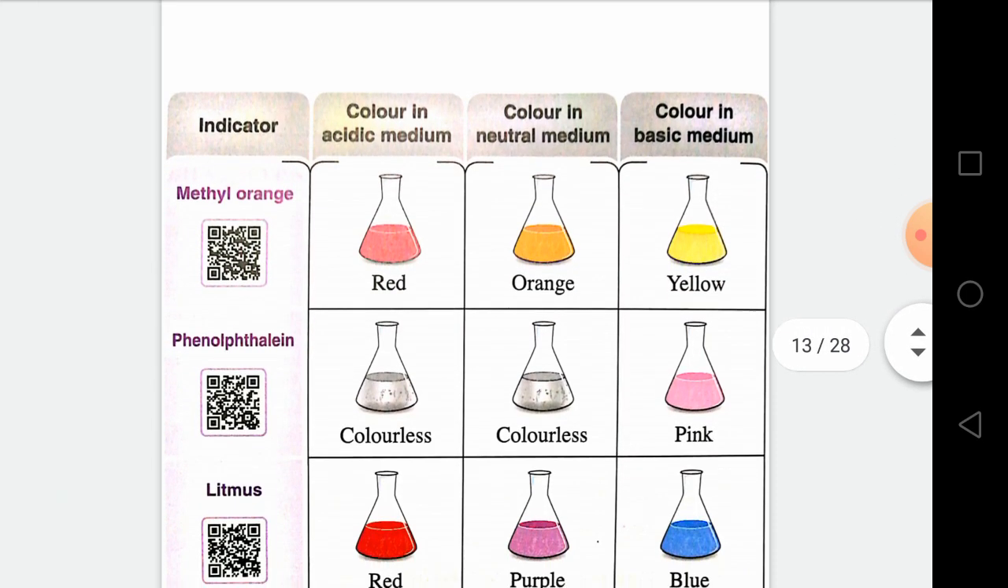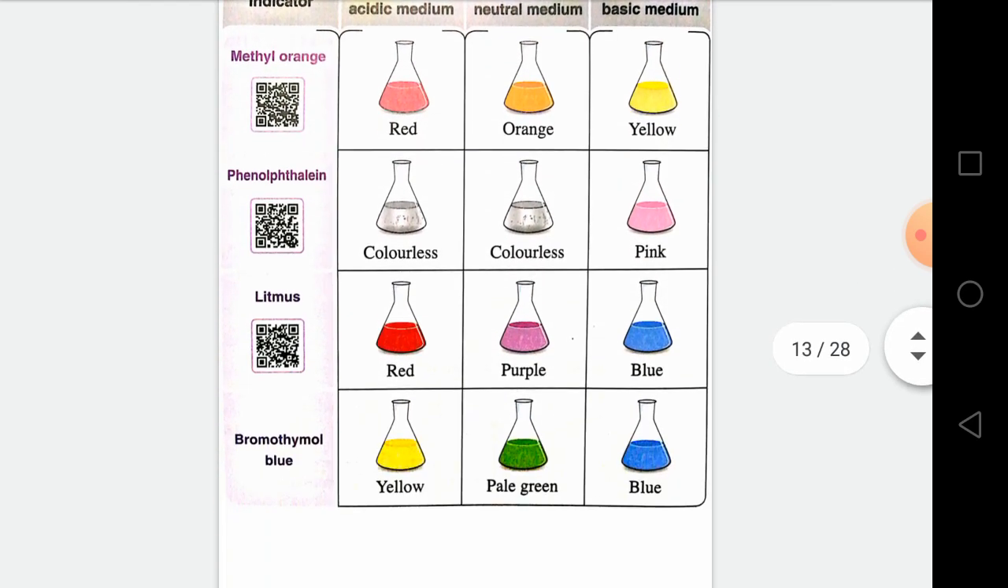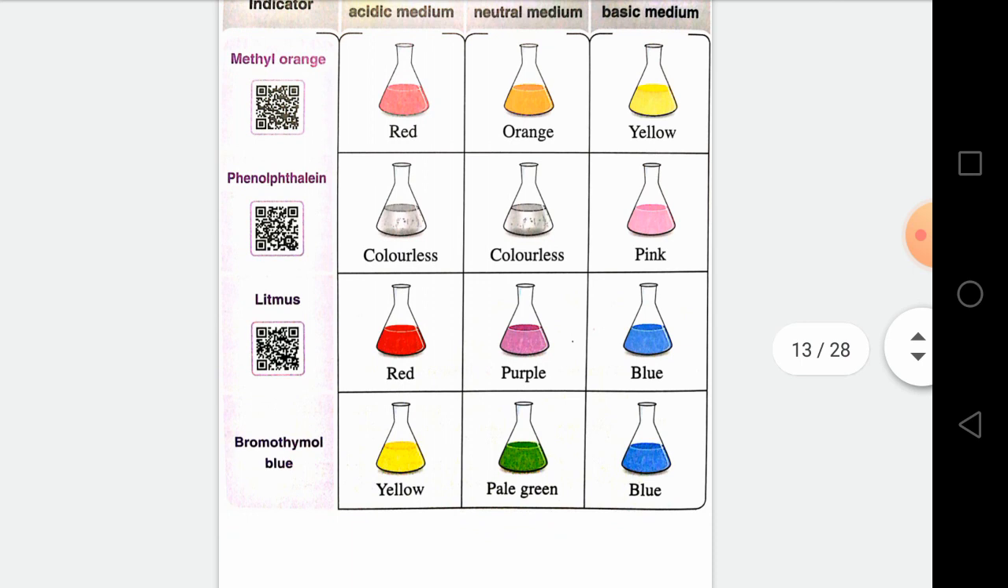And here we have a table with four of the most famous indicators, which are methyl orange, phenolphthalein, litmus, and bromothymol blue. These four indicators are the most famous ones, and the table shows their color in acidic, neutral, or basic medium. This is also a very important table and must be memorized very well.